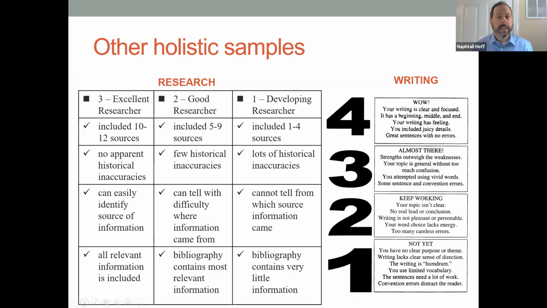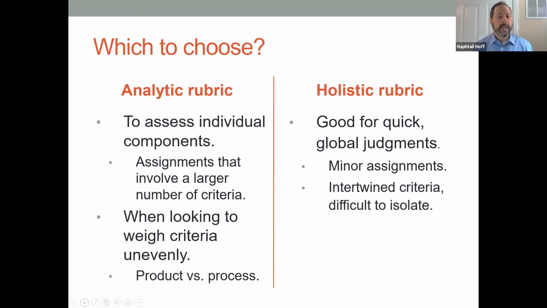Whereas if it's holistic, it tends to be more lumped together, but it's still good for a quick or global judgment. It's often good for a minor assignment, which doesn't need a lot of feedback or a lot of analysis, or perhaps you have criteria that are difficult to isolate. But if you want to break it down into detail, especially for something more involved, I would typically say go analytic, because that will give you the flexibility that you need.